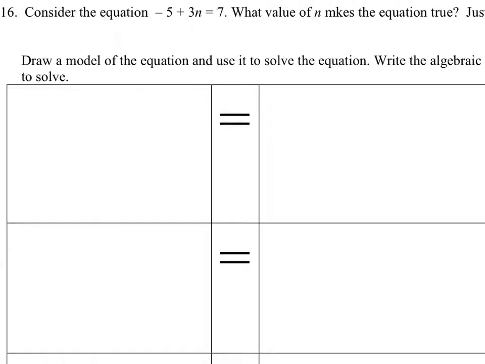What about negative 5 plus 3n equals 7? This one's pretty hard. It's tougher. Well, negative 5 plus 3 times some number equals 7. What is the number? See, now it's a little bit more difficult to do in our heads. So we have to do it not in our heads. Let's use a model, because it says to draw a model.